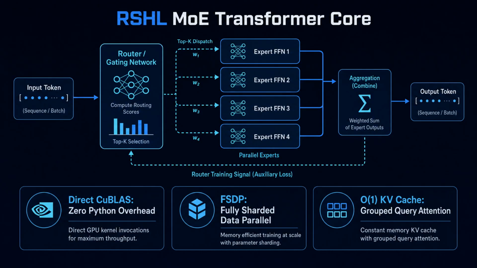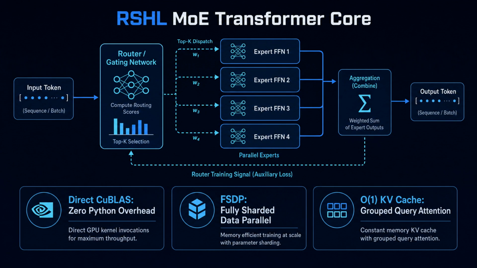The RSHL Mixture of Experts Transformer, versions 7.2 and 8.0, is the core inference engine. A gating network routes each input token to the most relevant expert feedforward networks in parallel. Three key engineering choices define its performance.